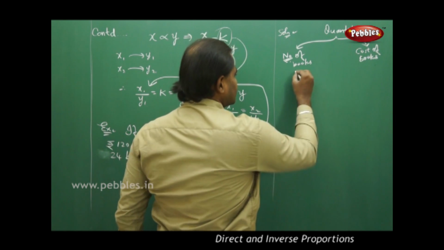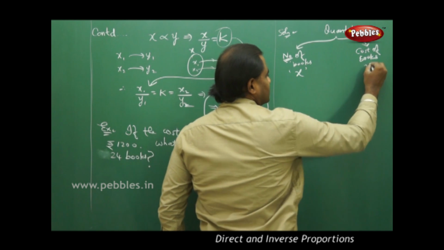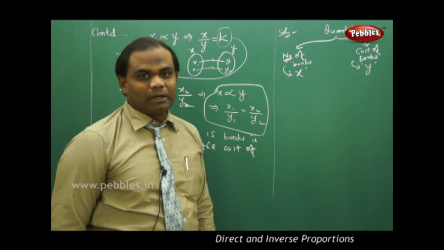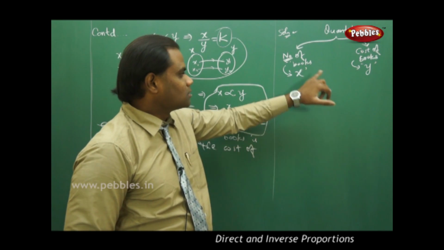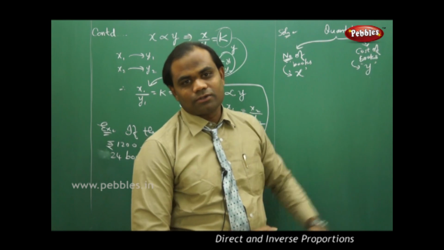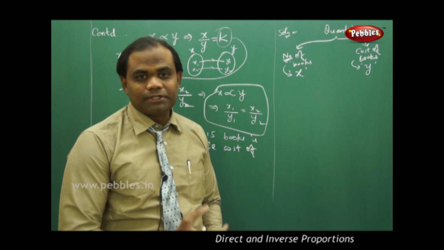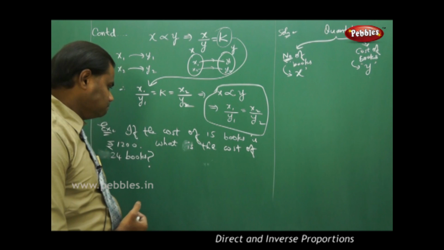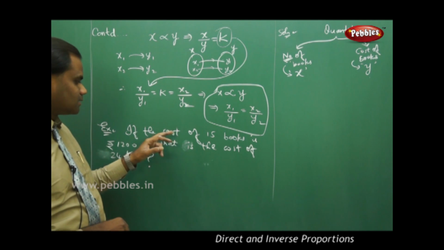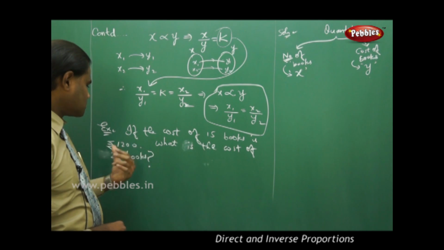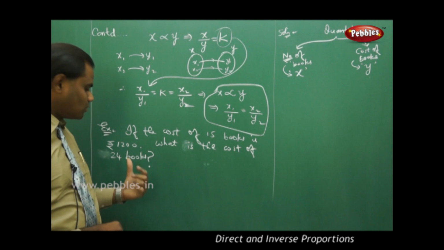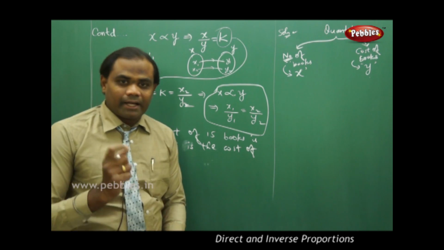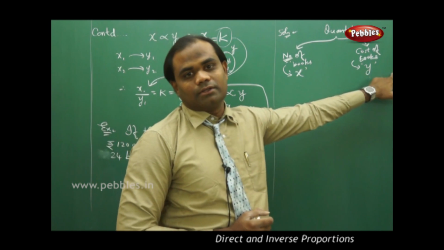So this I take as x and this I take as quantity y. So my quantity x is related to the number of books and my quantity y is related to the cost of books, the two quantities which I identify in this example problem. Here it's clearly said that the cost of 15 books is 1200 rupees, and I want to know the cost of 24 books. Clearly I understand the direct proportion between the two quantities.